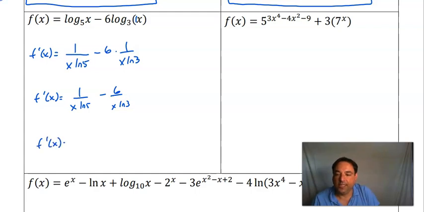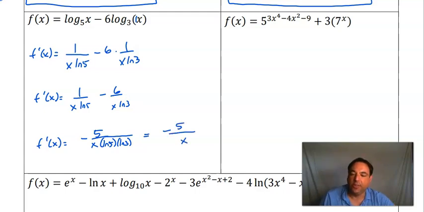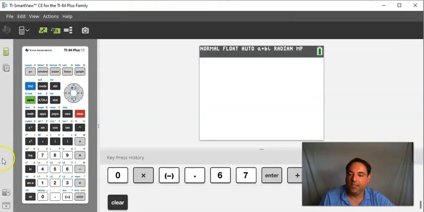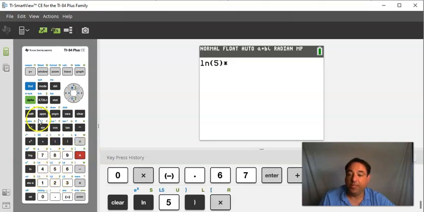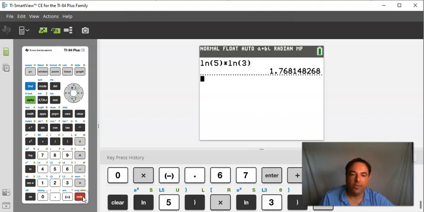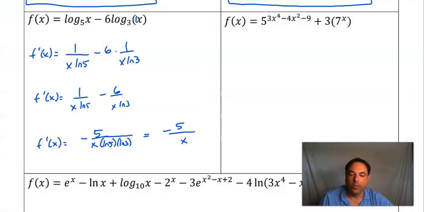So if you wanted to take it an extra step, this is 1 over x minus 6 over x. That would be minus 5 over x, but then you'd have ln of 5 times ln of 3. And if you wanted to simplify that a bit, that would be negative 5 over x, and then let's do ln of 5 times ln of 3. So we go to the calculator. If we did ln of 5 times ln of 3, those are just two numbers, you would get, and we can round that to 1.77.